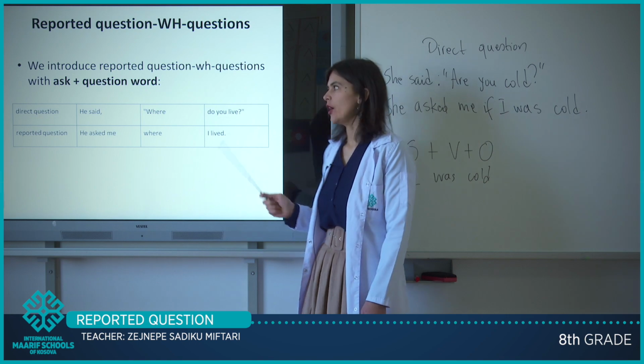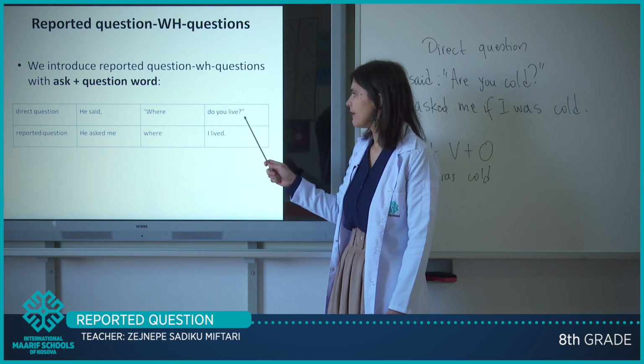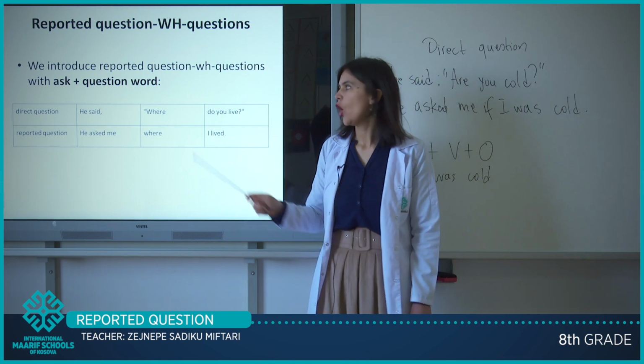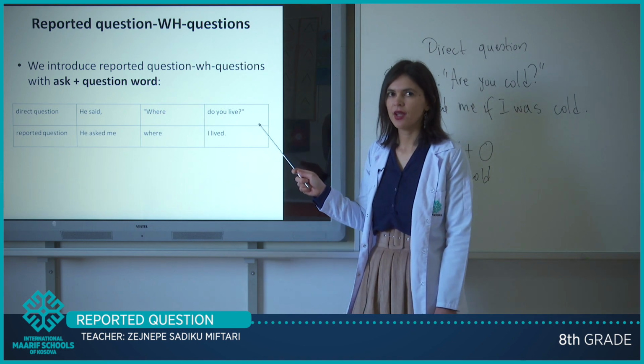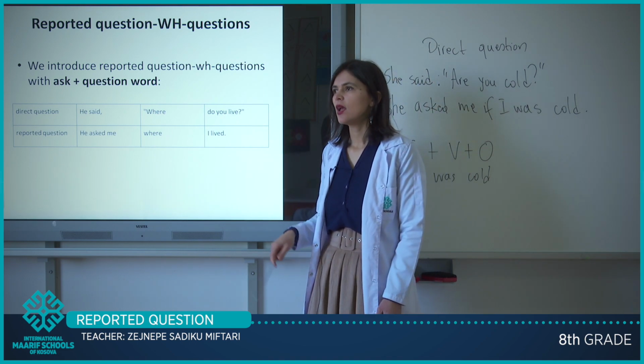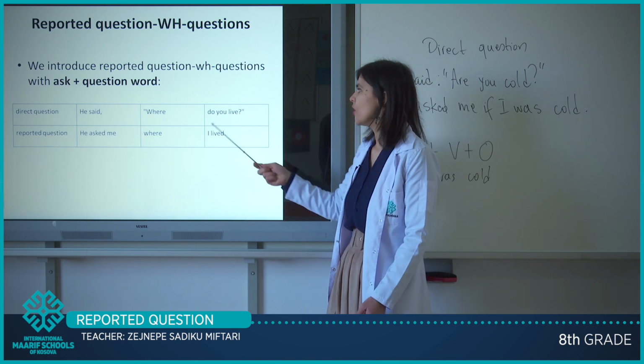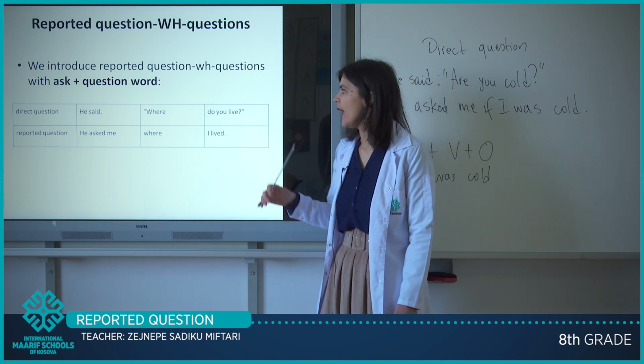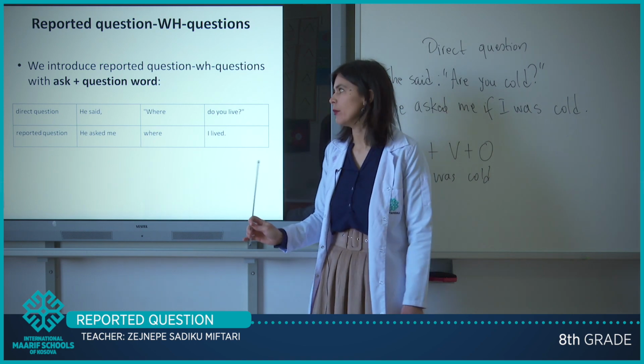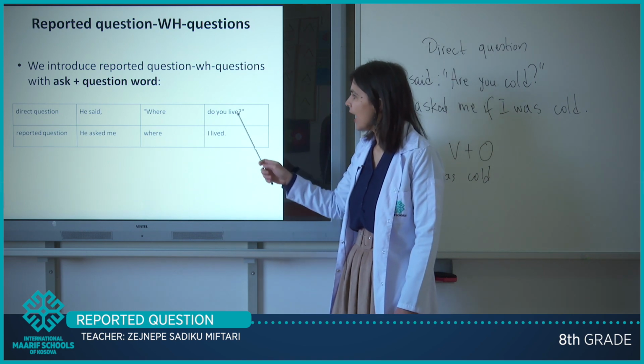Let's look at the verb. The verb here is live, so it's in the present. Where do you live? How can we report this? As we said before, we have to go back one tense. So if this is in the present, we have to report it in the past simple. He asked me where I lived.